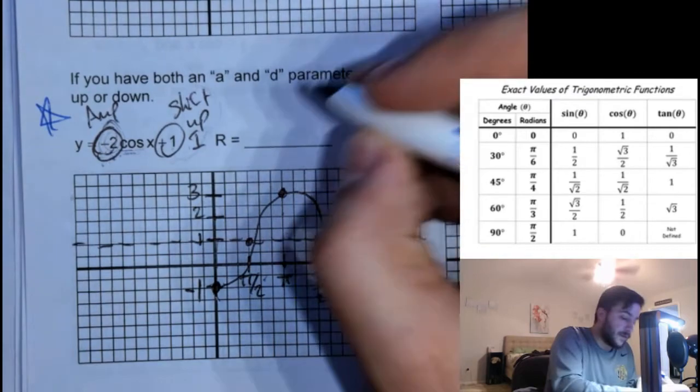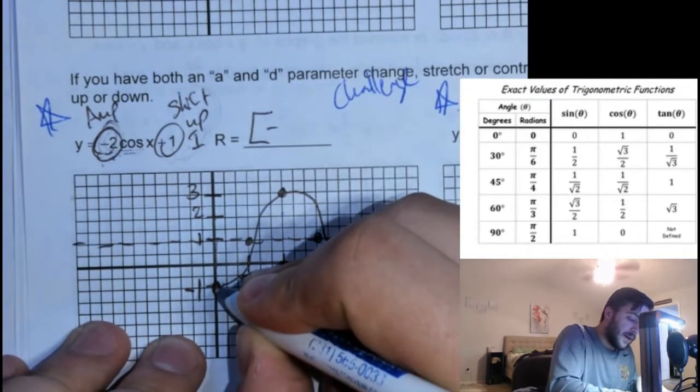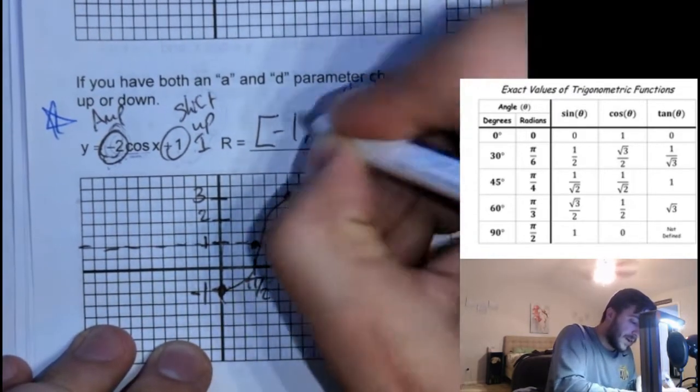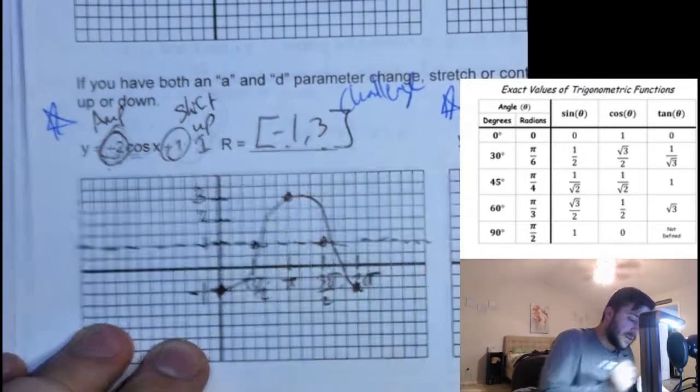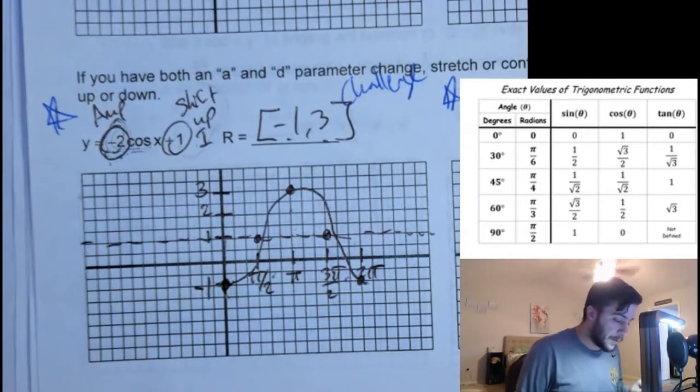All right, our range. Good thing I caught that. We go from -1 is our lowest, and then our highest is 3. So we'll go like that, lowest to highest. All right, so there's that one.